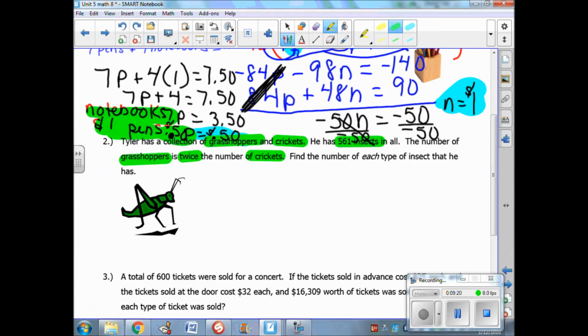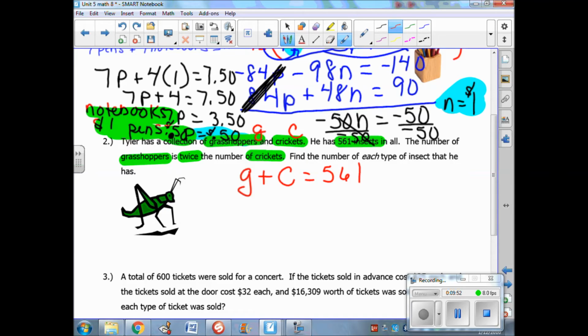All right. So we're going to call grasshoppers G and crickets C. And he has 561 insects in all. So if he counted up all the grasshoppers and all the crickets, he'd get 561. So would you agree with me that grasshoppers plus crickets equals 561? That's 561 insects. Now my second equation gets a little trickier.